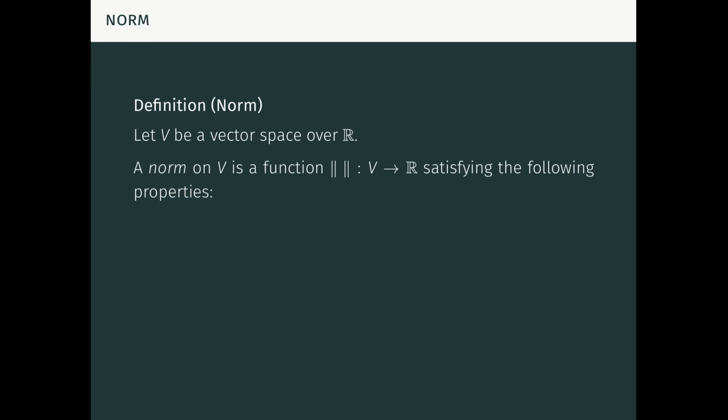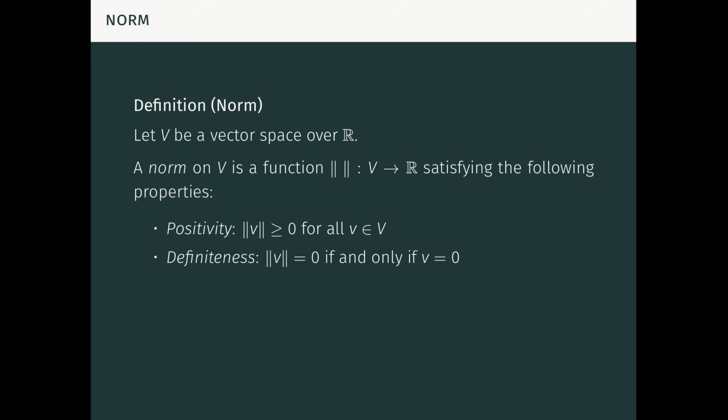Formally, we say that a norm on V is just a function from V to R satisfying the following four properties or axioms. The first is positivity. The norm of v is greater than or equal to 0 for all v in V. The next is definiteness. The norm of v is equal to 0 if and only if v is the 0 vector. The third is homogeneity. The norm of t times v is equal to the absolute value of t times the norm of v for all scalars t in R and vectors v in V.